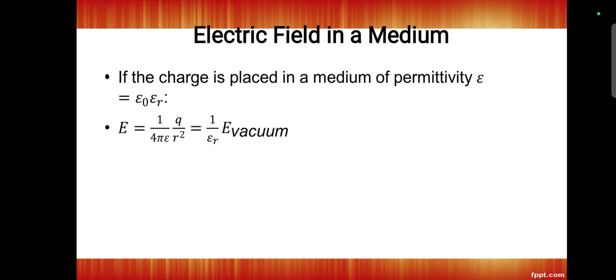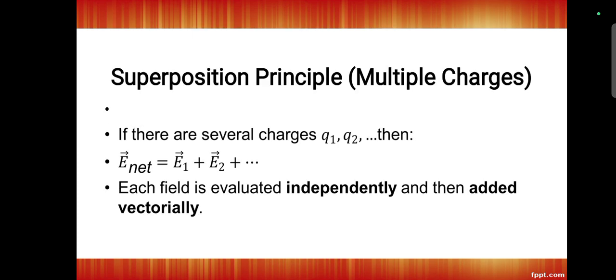Electric field in a medium. If the charge is placed in a medium of permittivity epsilon, where epsilon is epsilon naught into epsilon R, then it is written as E is equal to 1 by 4 pi epsilon into Q divided by R square. That can be written as 1 by epsilon R times the field in vacuum. So that is the electric field in a medium.